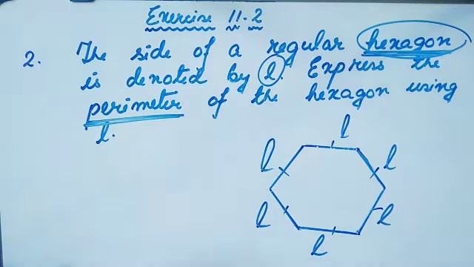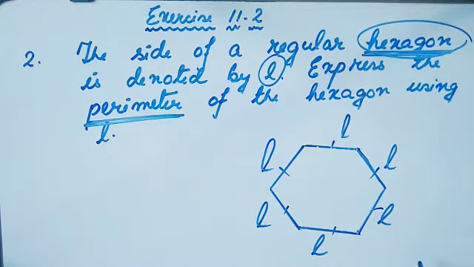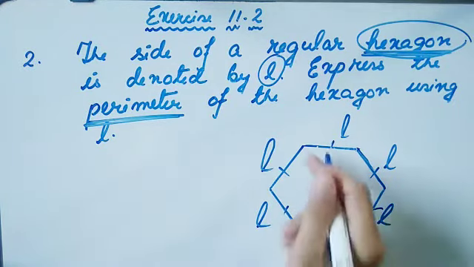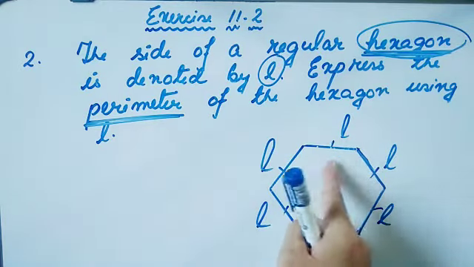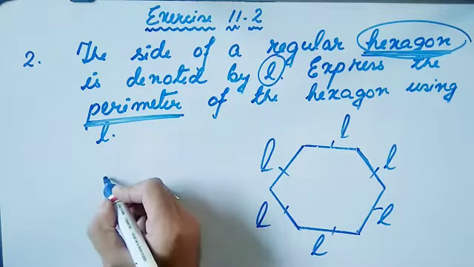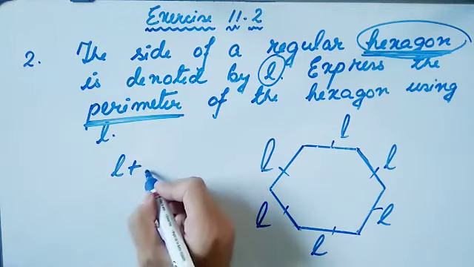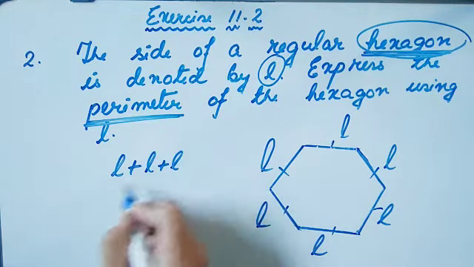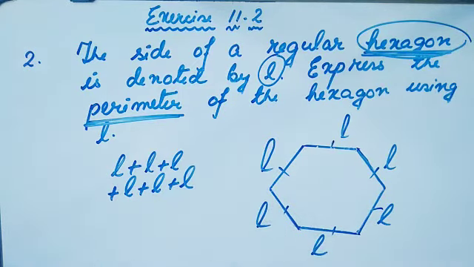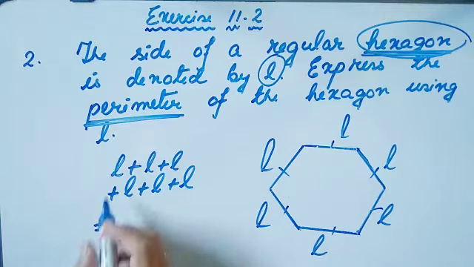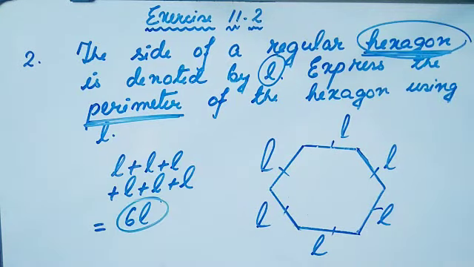If you want to find the perimeter, I told you it is the sum or the total length of the sides of the figure. Right? So here how many sides are there? 6 sides. And the length of one side is L. So the perimeter will be the sum of 6 sides, that is L plus L plus L plus L plus L plus L. So altogether there are 6 L's, right? So 6L. This will be the perimeter.